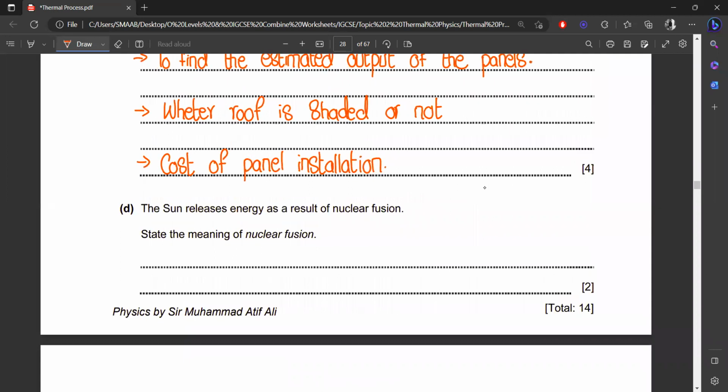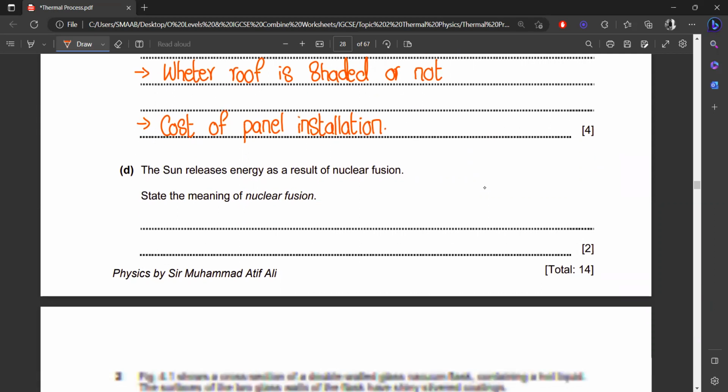And the final part of this question: the sun releases energy as a result of nuclear fusion. State the meaning of nuclear fusion. So you just need to write the definition. Nuclear fusion is when two or more smaller, lighter nuclei fuse together. So when two smaller nuclei combine to form a heavier nucleus, that is the definition of nuclear fusion.